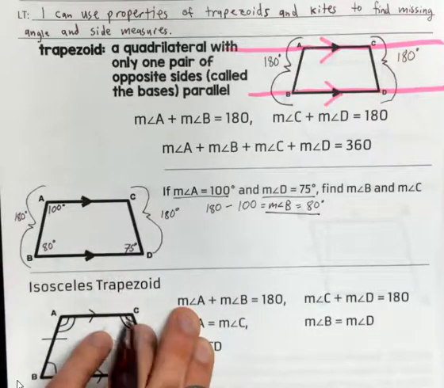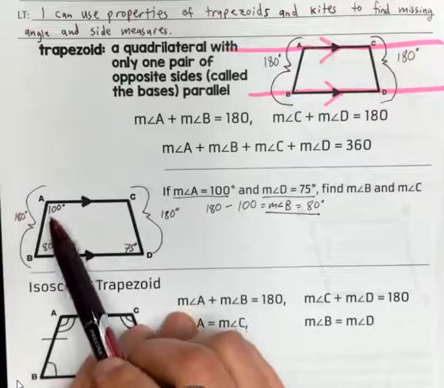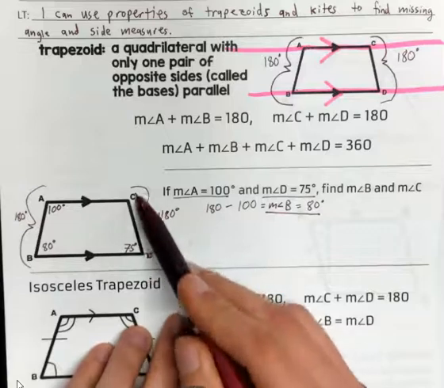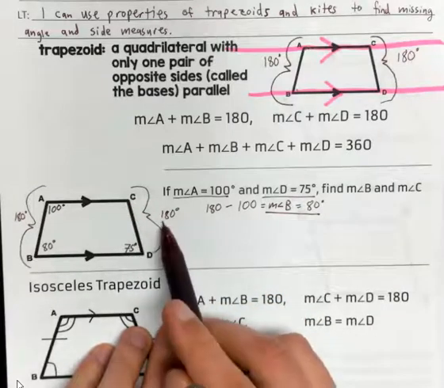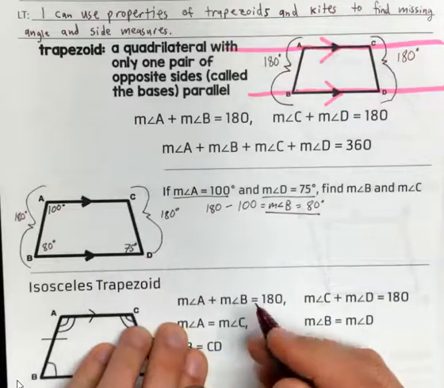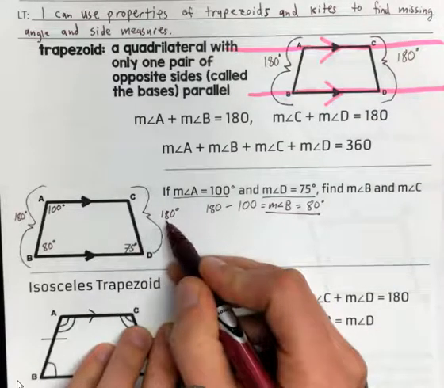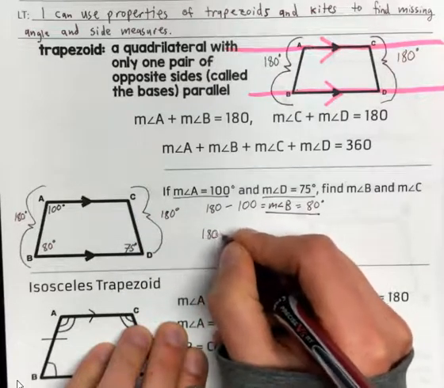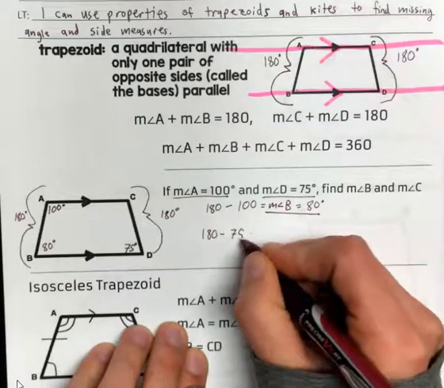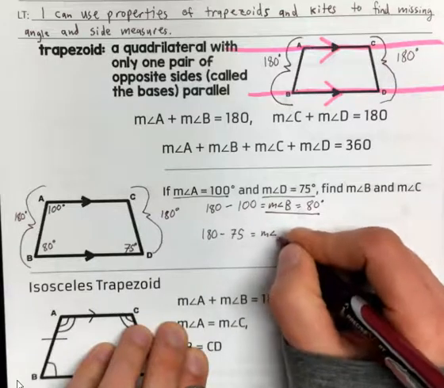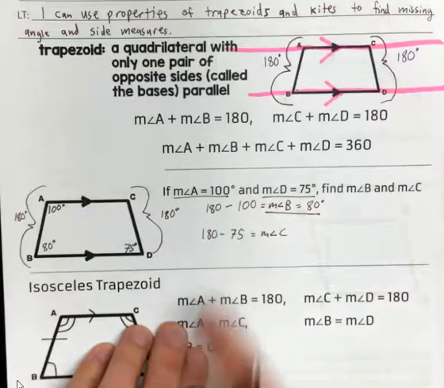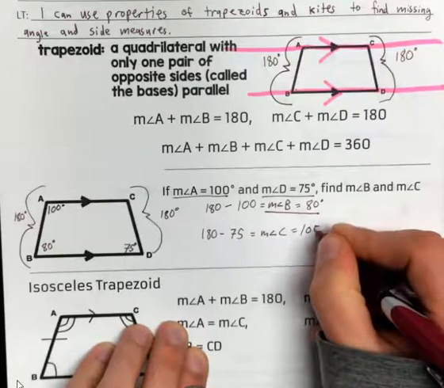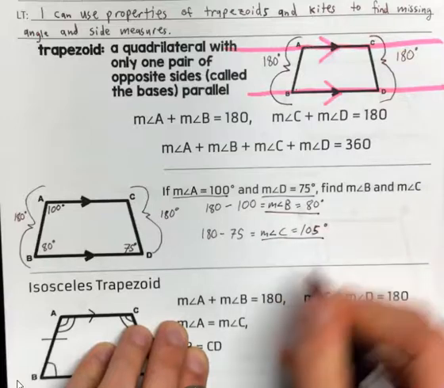Now that I have three angles, I can either add up all three and subtract from 360, or I can just say, oh, angle C and angle D have to add up to 180. If I'm given angle D, then if I subtract that angle D from 180, it'll give me angle C. So 180 minus 75 equals measure of angle C. 180 minus 75, that is 105 degrees. So 105 degrees is our answer. Okay.